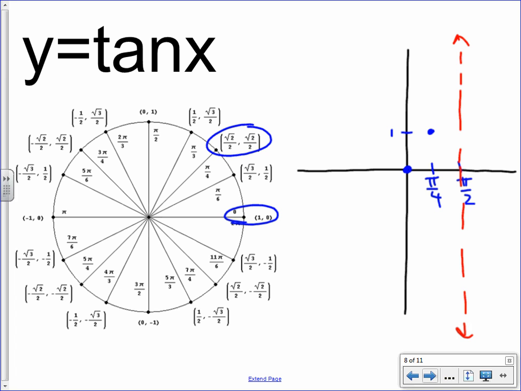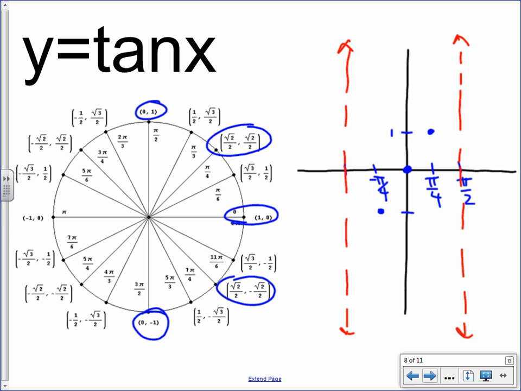So let's maybe rotate, okay? We rotated it here. Let's rotate backwards now. If I rotate backwards to negative pi over 4, what's the tangent there? Negative 1. What if I rotate to negative pi over 2? What, Michaela? Undefined. So we have another asymptote.